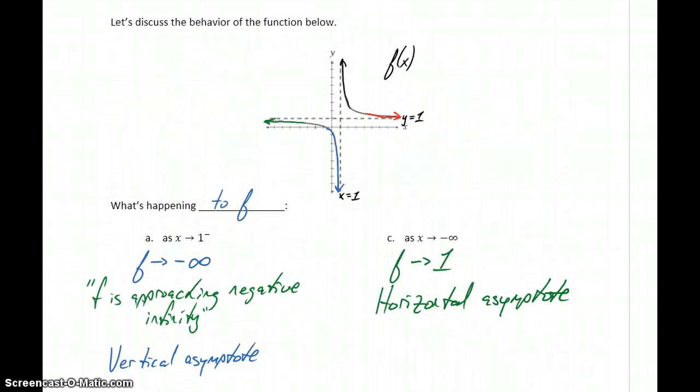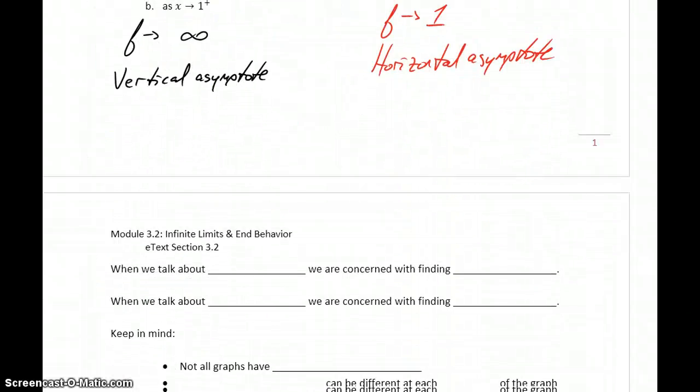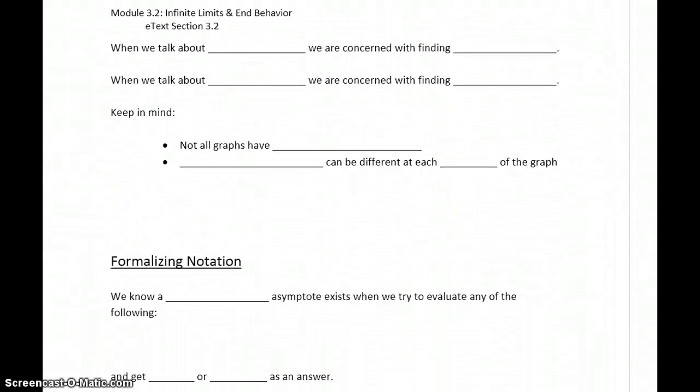So limits are just formal ways of describing the behavior of functions. Now we have in some cases vertical asymptotes, horizontal asymptotes that we haven't looked at before. So that's what we're adding to our discussion of limits in this module. So when we talk about the idea of infinite limits, what we're concerned with is finding any possible vertical asymptotes.